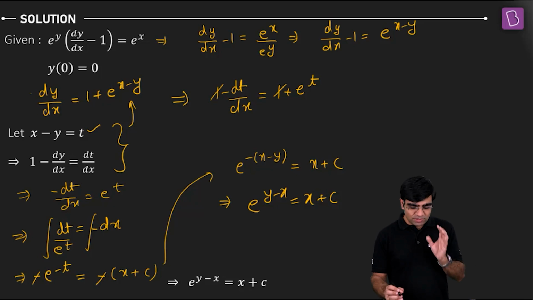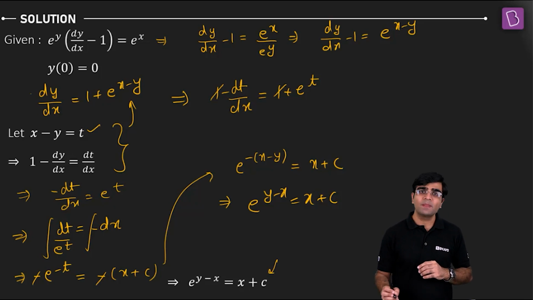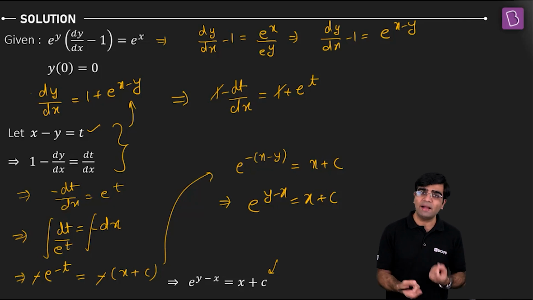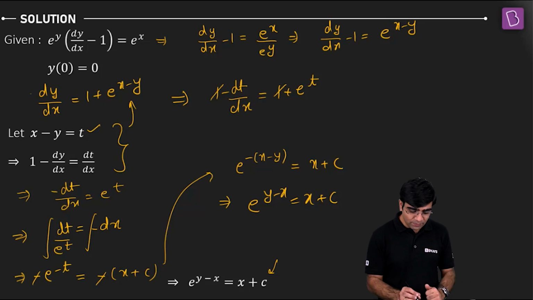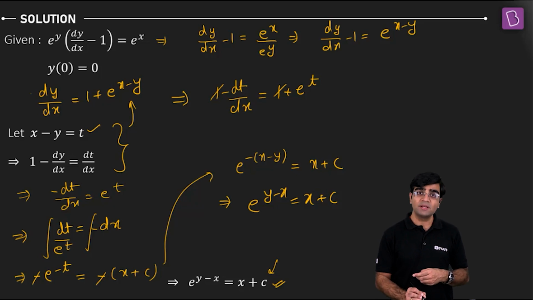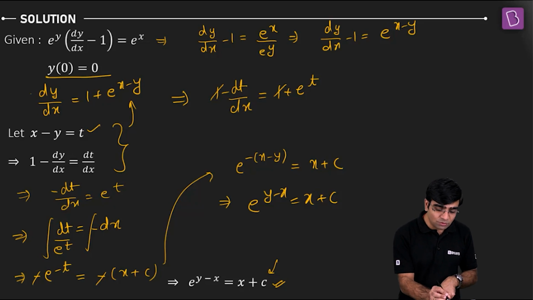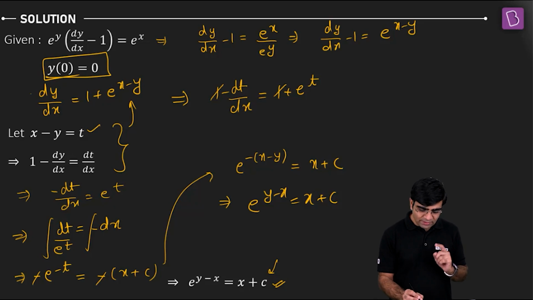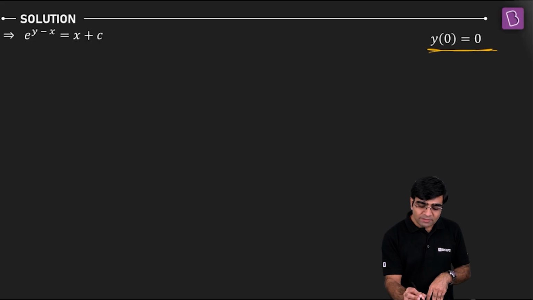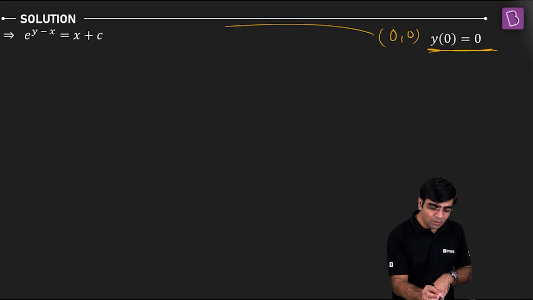Now, the challenge is the value of c. Why? Because I have to figure out the value of c, and then they have asked me the value of y1. That is, at x equal to 1, what will be the value of y? Since they are asking for y1, I have to first figure out the value of c. And I know that this curve surely passes through the origin, 0, 0. So I'll take advantage of that and satisfy this curve by the origin.